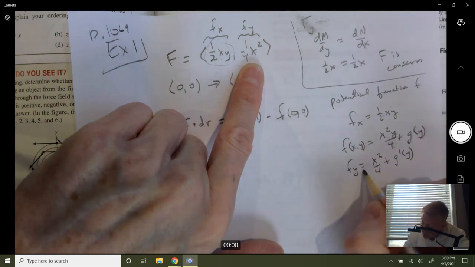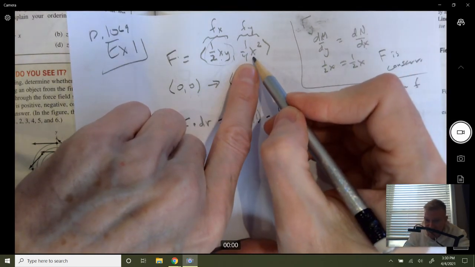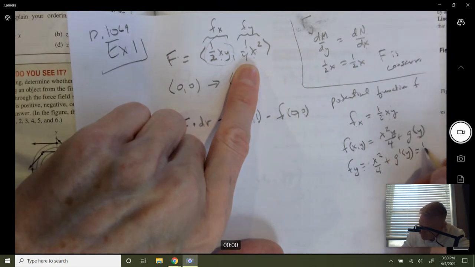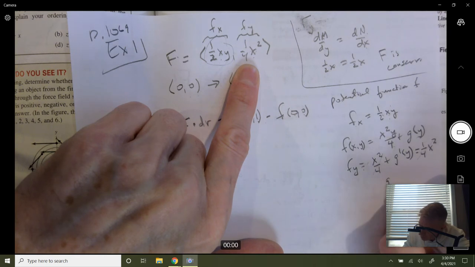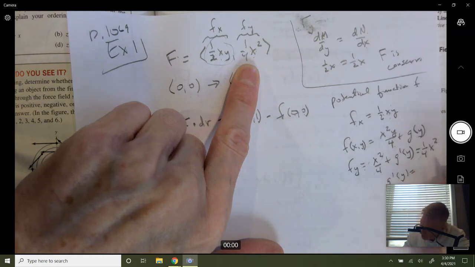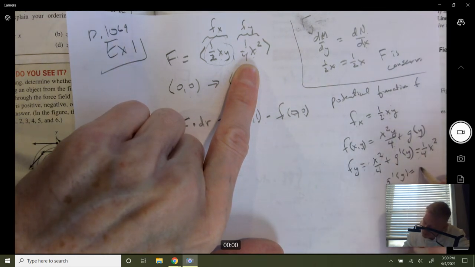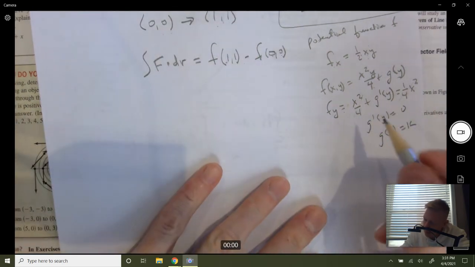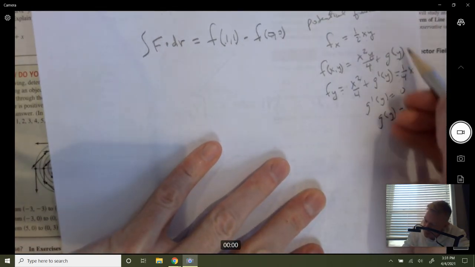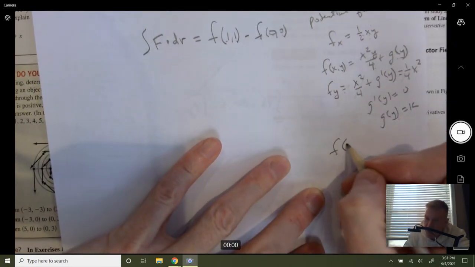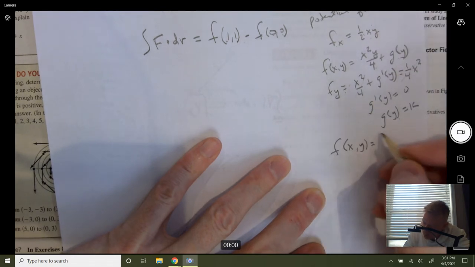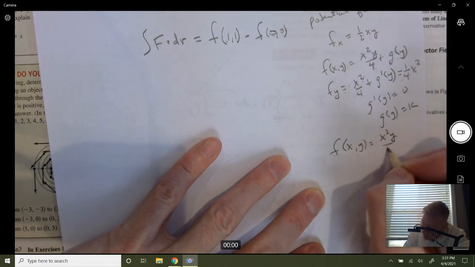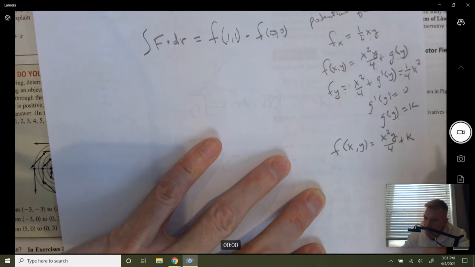Okay, and we're going to compare this. That needs to be equal to this, so that's going to be equal to 1/4 x squared. So these cancel, so we have g prime of y equals 0. So g of y, taking the antiderivative, would equal a constant. Okay, so plugging this back in here, we're going to get our potential function f(x,y) is equal to x squared y over 4 plus our constant.